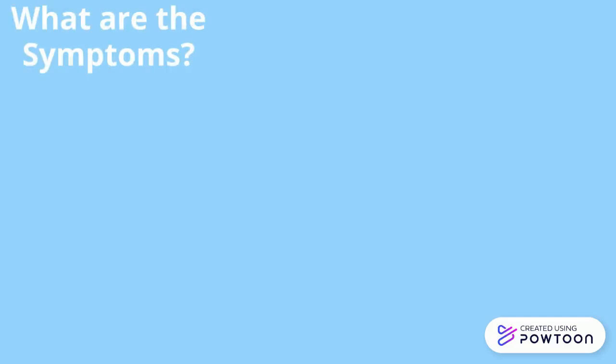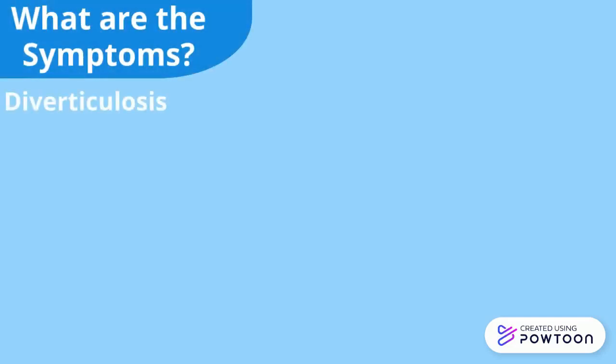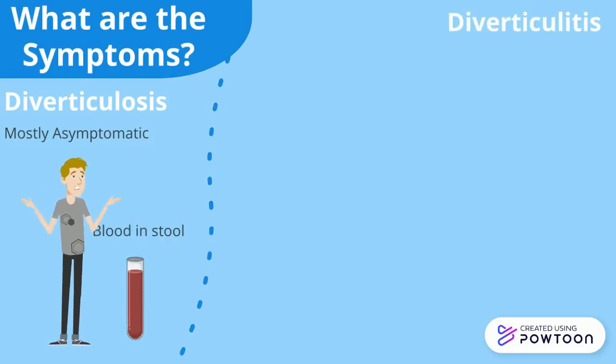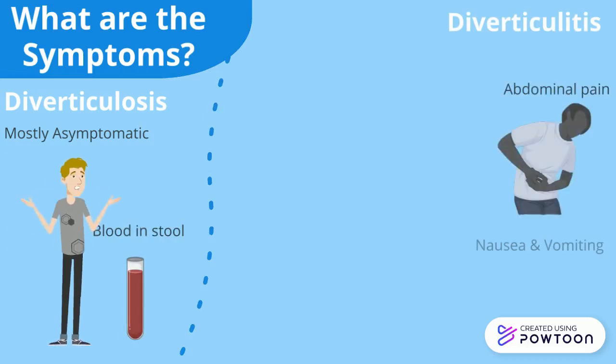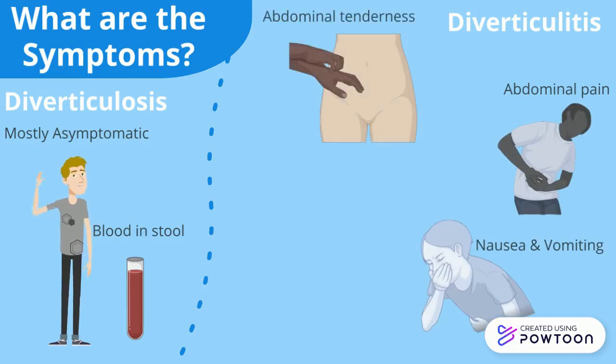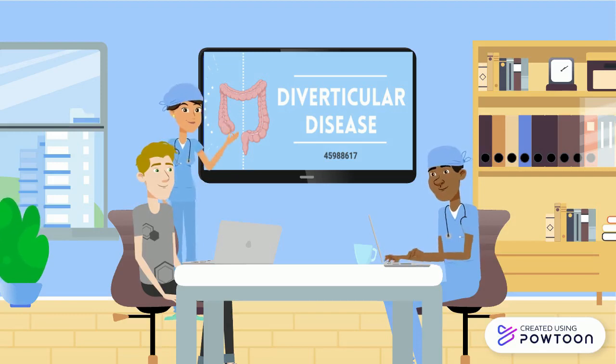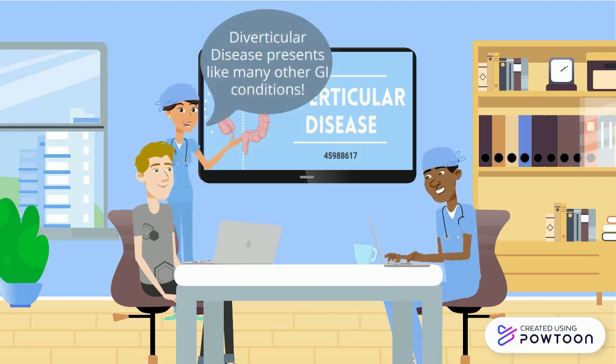So what are the symptoms? Diverticulosis is usually asymptomatic. However, there may be a presence of blood in stool if a blood vessel surrounds an outpouching. On the other hand, diverticulitis causes many symptoms, including lower abdominal pain, vomiting and nausea, abdominal tenderness, and constipation or diarrhea. Several other conditions can cause symptoms that are similar to diverticulitis.